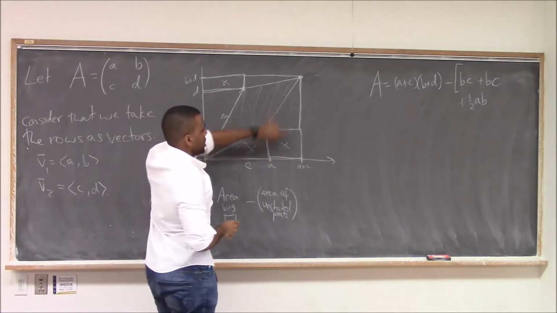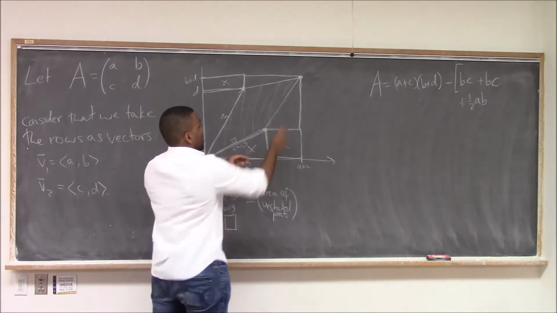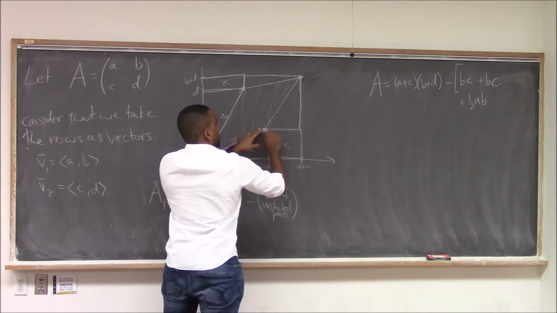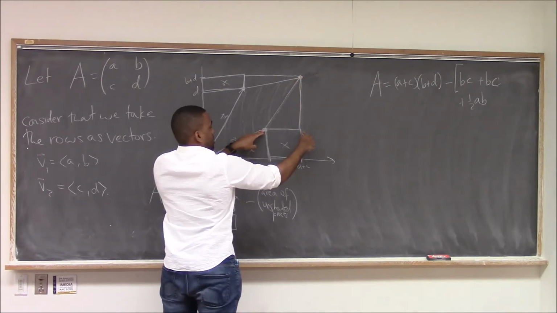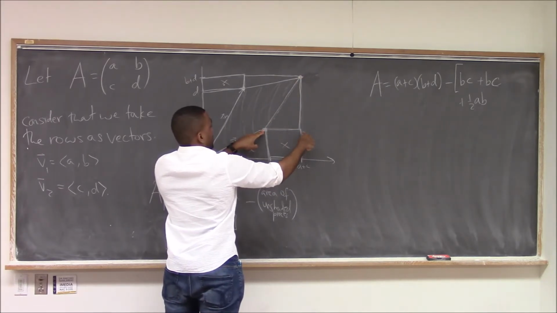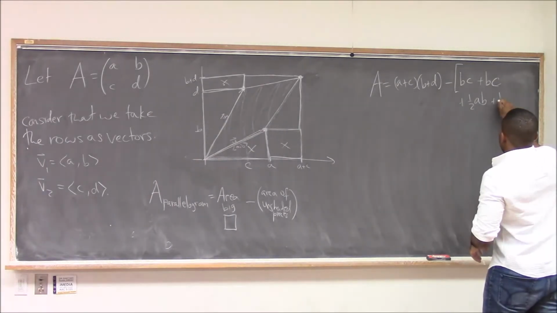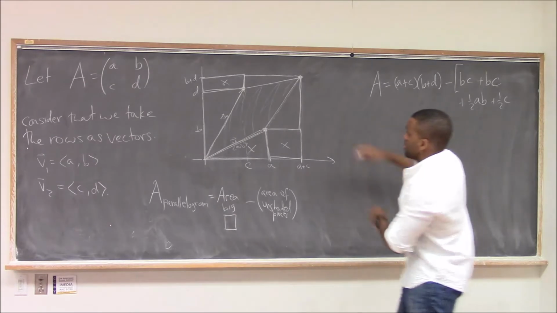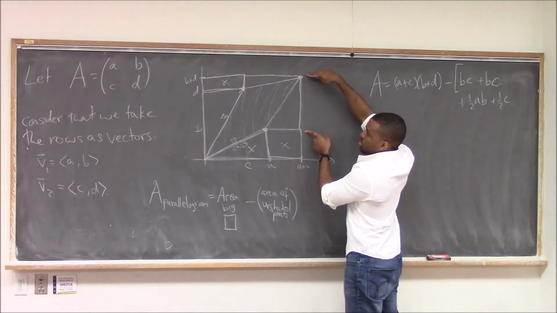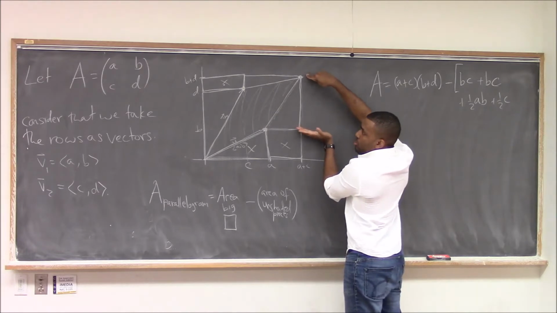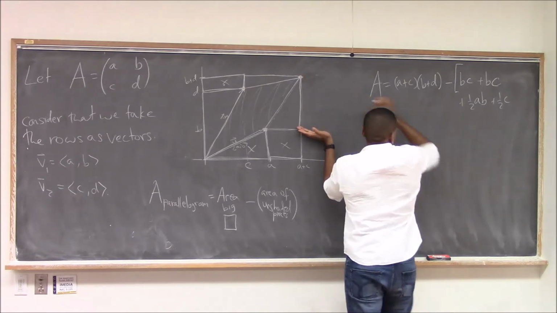What about this one here? This right triangle here, that would be half C times (B plus D minus B), plus half C times (B minus B)... that would be D, right? Because the height of this is B and that's B plus D, so this is D.